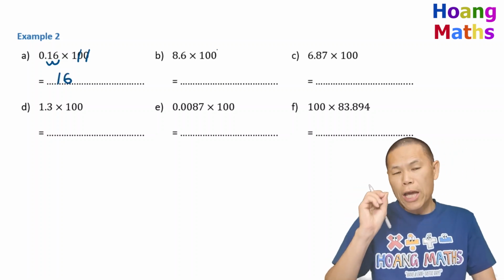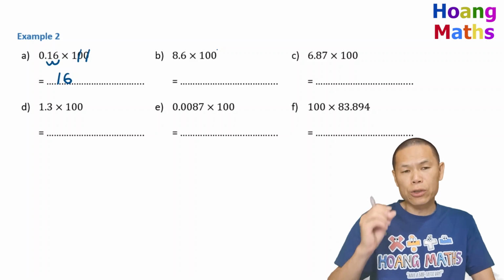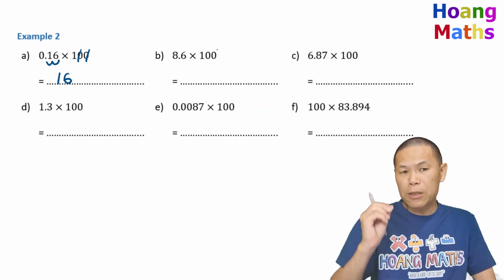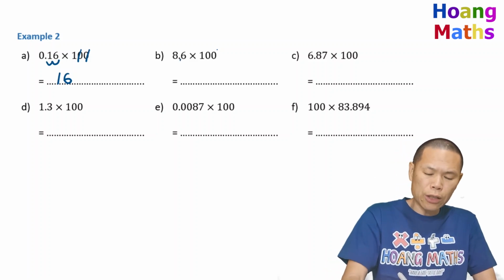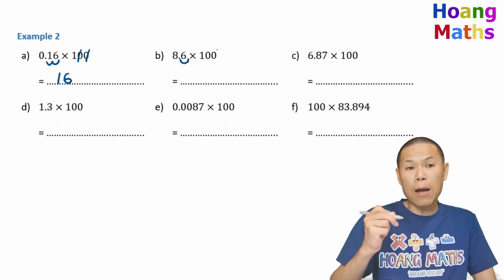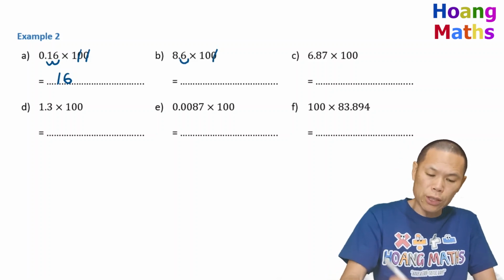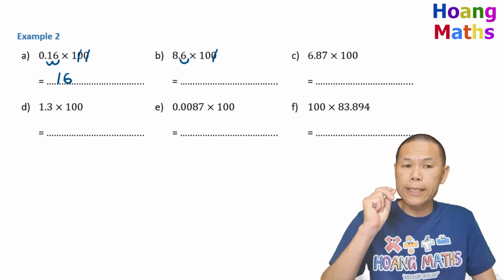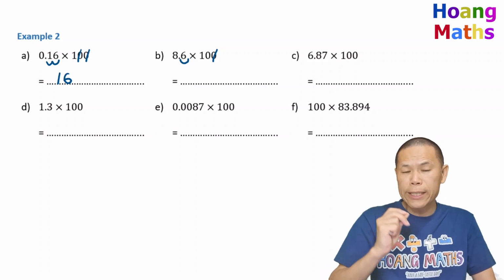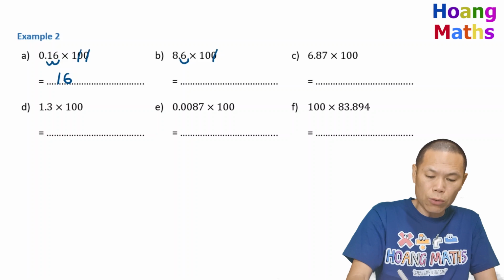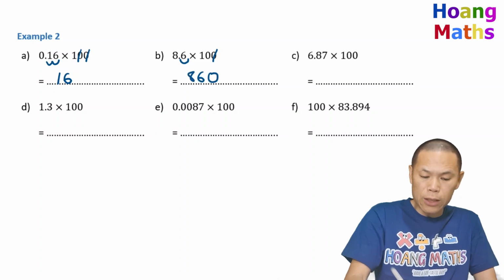Part B. So 8.6 times 100. We know that the number must be larger, so this decimal point moves this way. So that becomes 86, and we cancel this 0, so that becomes 86 times 10. So we just write 86 down and we add a 0. So 86 and we add a 0.